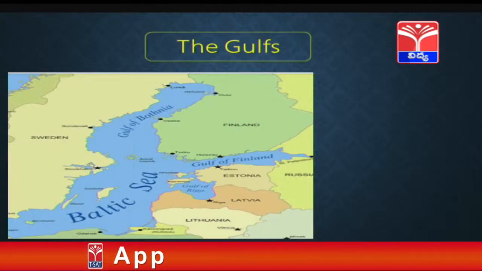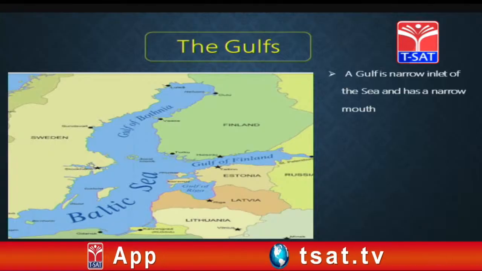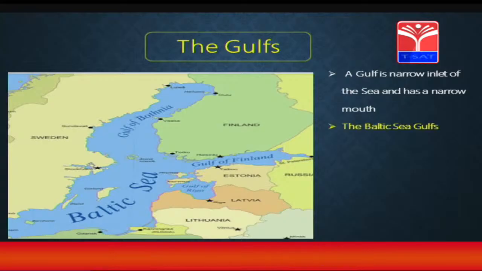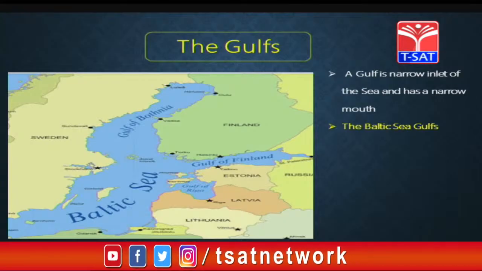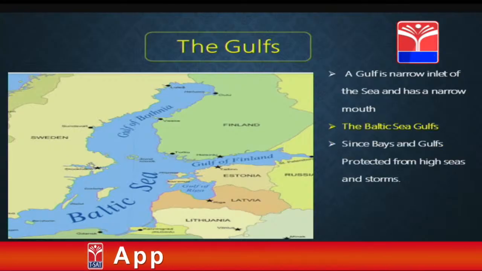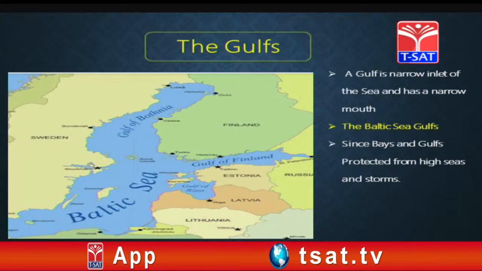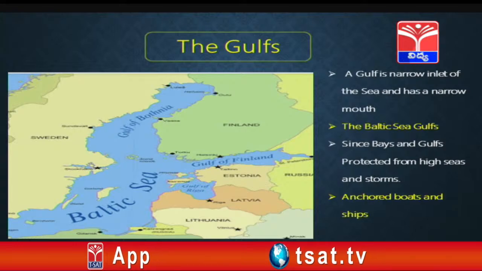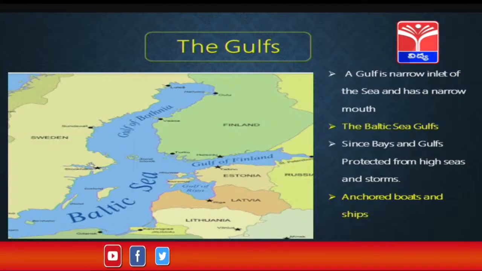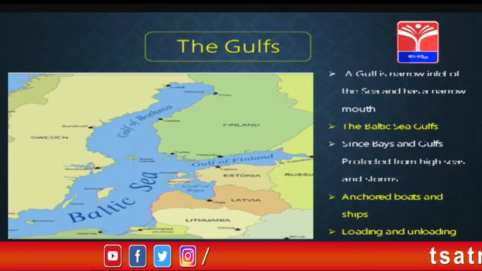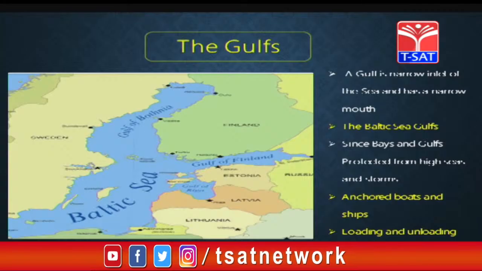The gulfs. A gulf is a narrow inlet of sea and has a narrow mouth. For example, the Baltic Sea gulfs are very famous in Europe: Gulf of Bothnia, Gulf of Finland, Gulf of Riga. Since bays and gulfs are protected from high seas and storms, boats and ships can easily be anchored, and loading and unloading of cargoes is very easy.